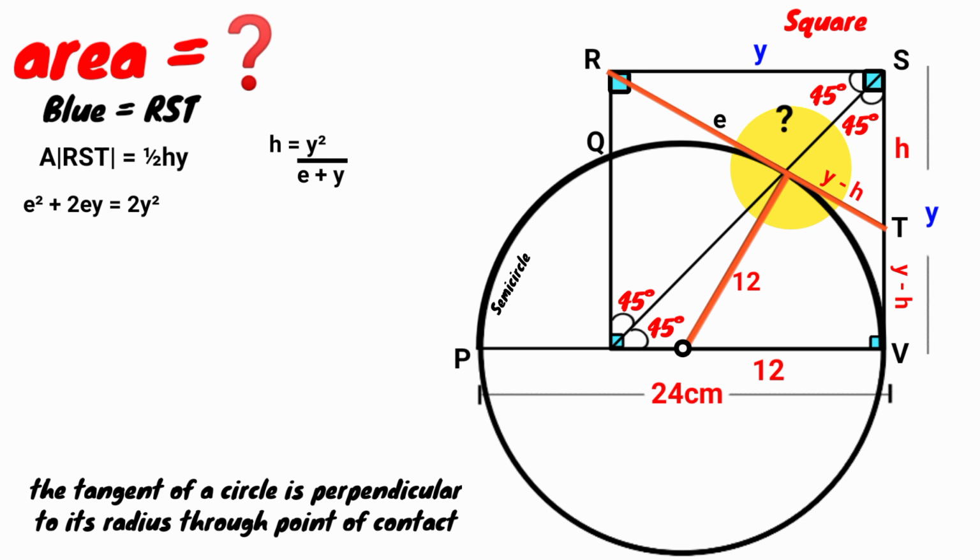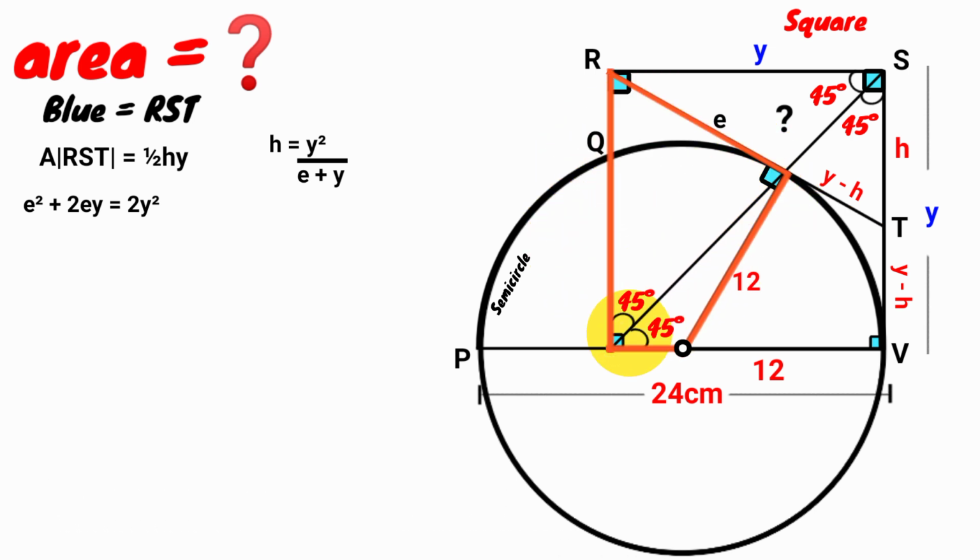This line RT is a tangent and this is a radius. Therefore, through this point, they are perpendicular. Now look at this quadrilateral. This angle is a right angle and this is also a right angle. They are opposite to each other. 90 degrees plus 90 degrees is 180 degrees. This is a property of a cyclic quadrilateral. The opposite angles are supplementary. So this is a cyclic quadrilateral, meaning all four of its vertices lie on the circumference of the same circle.